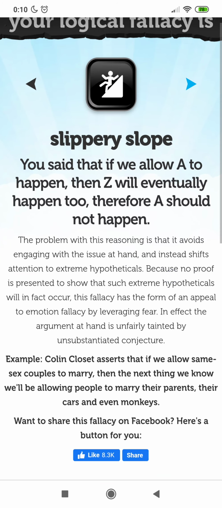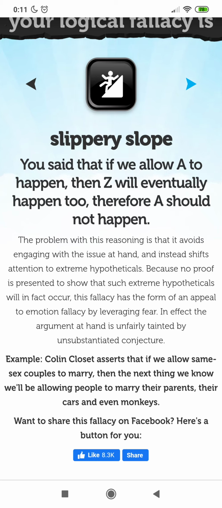Slippery slope. You said that if we allow A to happen, then Z will eventually happen too. Therefore, A should not happen. The problem with the reasoning is that it avoids engaging with the issue at hand and instead shifts the attention to extreme hypotheticals. Because no proof is presented to show that such extreme hypotheticals will in fact occur, this fallacy has the form of an appeal to emotion fallacy by leveraging fear.